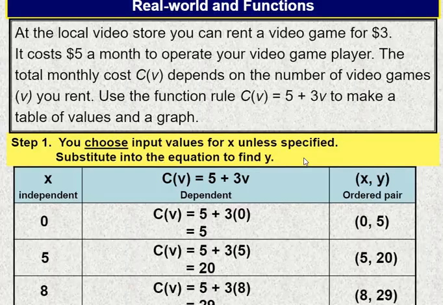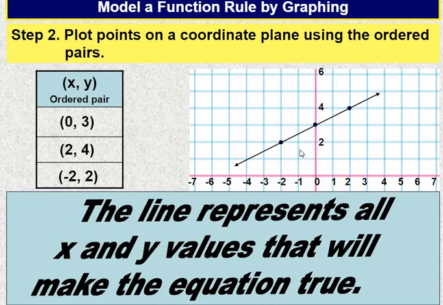Now here, if you connect these points, you can see a line. The line represents all x and y values that will make the equation true. If you see a line in the coordinate plane, you will say that you have a linear function. So this is a linear function, since the graph of a linear function is a line, and this is a line, so we can say it's a linear function.